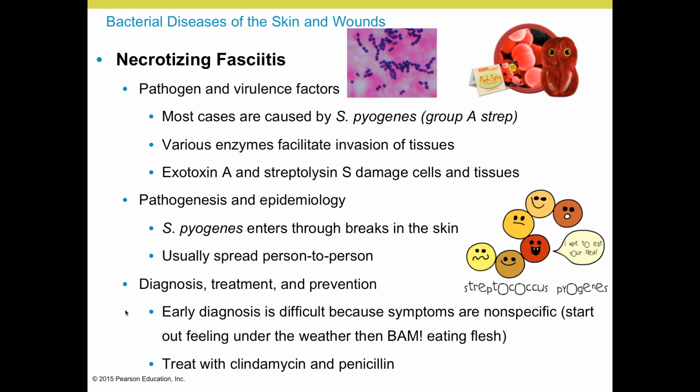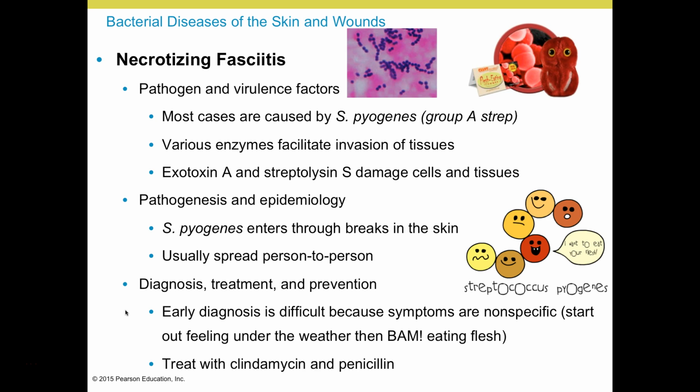The next bacterial disease is necrotizing fasciitis. It's caused by Strep pyogenes, which is your group A streptococcus, and they have various enzymes that actually help get through your tissue, especially through your epidermis. They release exotoxin A, which acts on the upper surface, that's why it's called exotoxin. And they also have streptolysin, which causes damage to your cells and tissues.